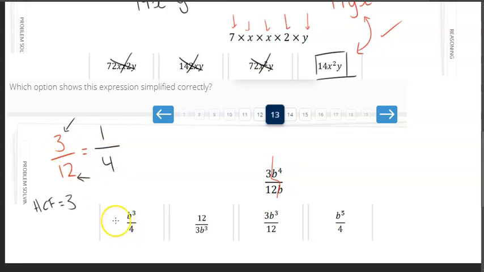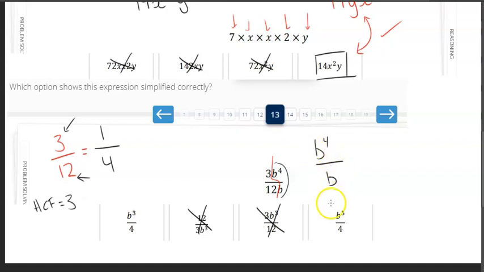So we have 1/4. Now we're just looking for terms that have a 1/4 in it, or something over 4. We've got this one, can't be this one because it has 12 over 3, can't be this one because it has 3 over 12, and this one also has a 4. Now we just have to figure out if it's b to the power 3 or b to the power 5, and this is determined by whatever is here. So this is b to the power 4 over b.